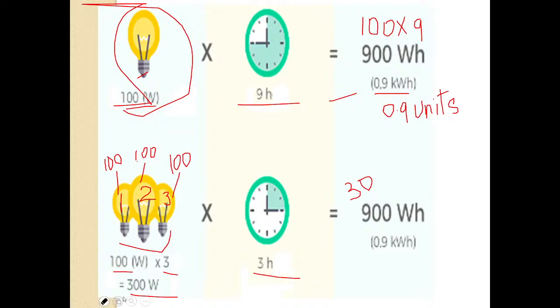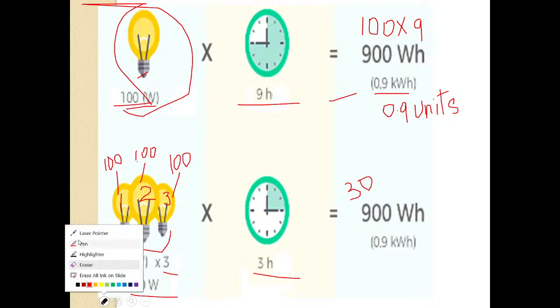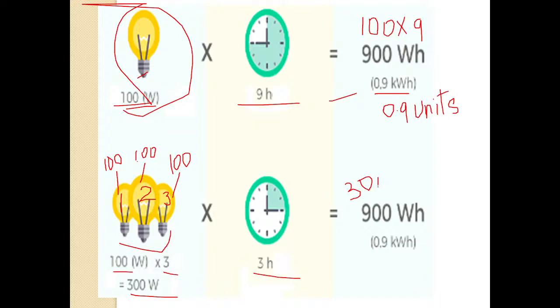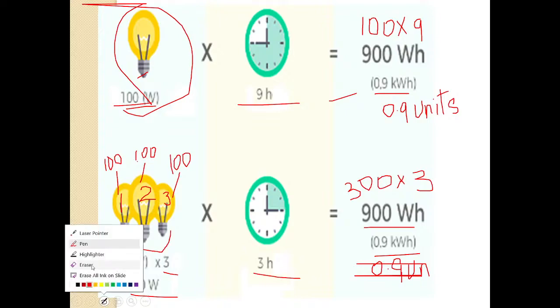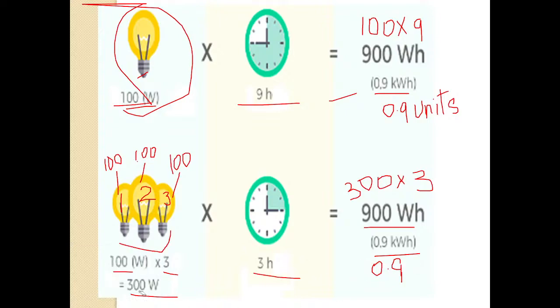So it is 300 into 3. If 300 into 3, you will get 900 watt hour. 900 watt hour means 0.9 kilowatt hour. That means 0.9 units are consumed here. Electrical energy consumed is 0.9 units.